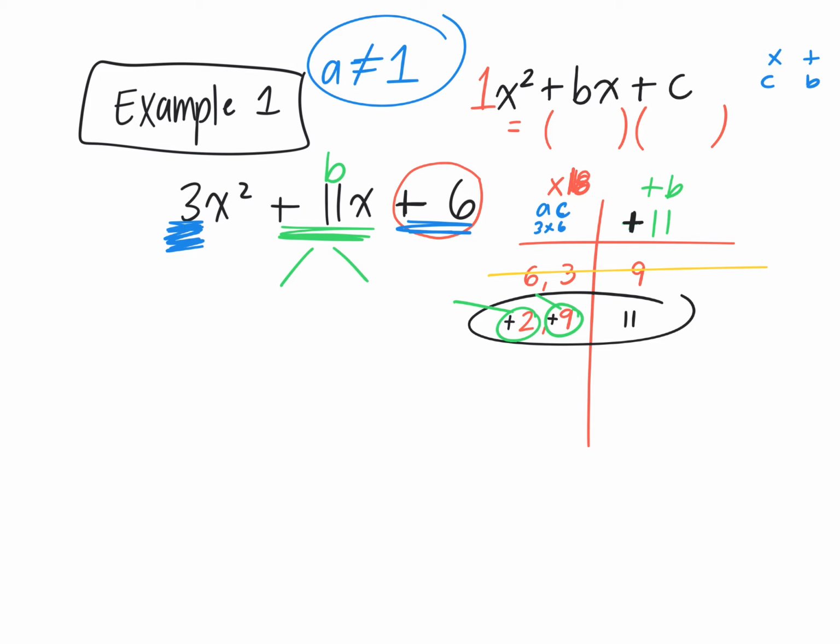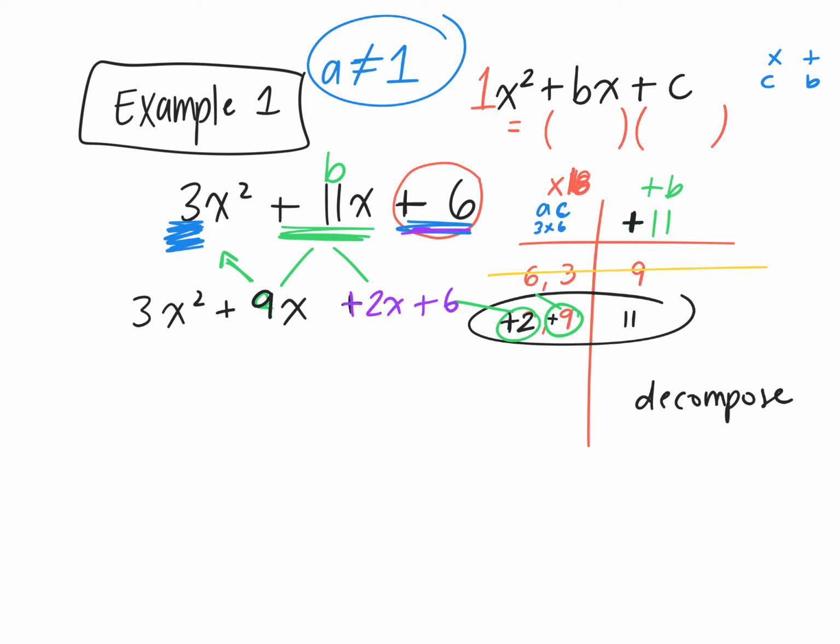Should I put my 2 with the 3? Do those have common factors? Or should I put the 9 with the 3? Do those have common factors? 9. That's it. So we're going to break it apart. It's called decomposing. You're decomposing the middle term. So I have 3x squared plus 9x. And then what's the second term? I'll use a different color. Plus 2x. And then I have this plus 6.